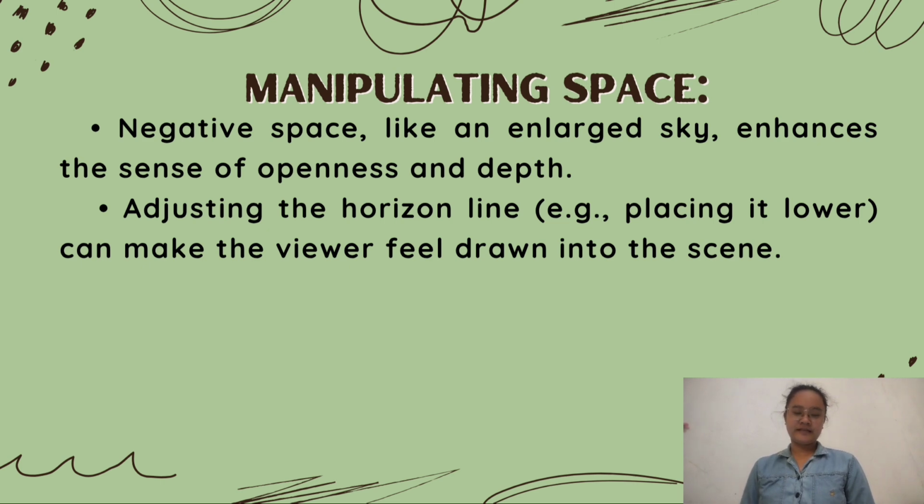Manipulating space. Negative space, like an enlarged sky, enhances the sense of openness and depth. Adjusting the horizon line, placing it lower, can make the viewer feel drawn into the scene. For example, when a photographer wants to focus on growing fields or large farmlands, they make the horizon lower or higher to make it seem like the focus is on the grasslands rather than the large expansive sky.